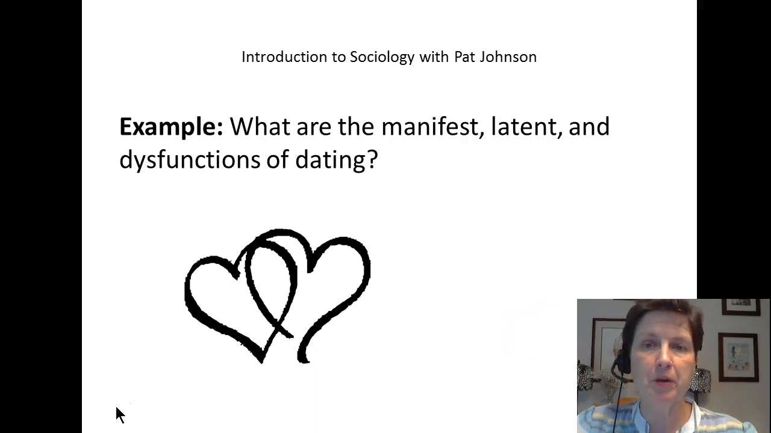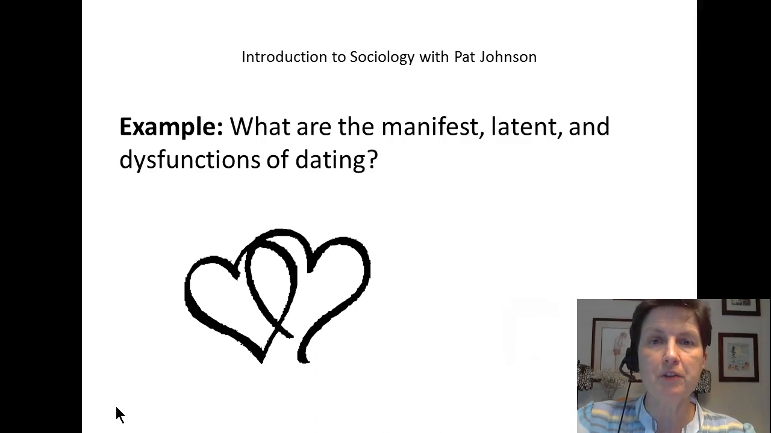Well, for some people, the manifest function of dating is to find their significant other, maybe even finding a partner for marriage. A latent function for dating might be something like exploring new places in your community when you go on dates. And a dysfunction of dating could be something like getting a broken heart or getting an STD if you engage in sexual intercourse while dating.